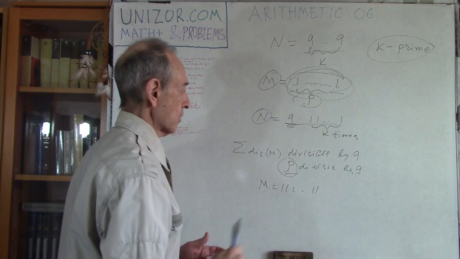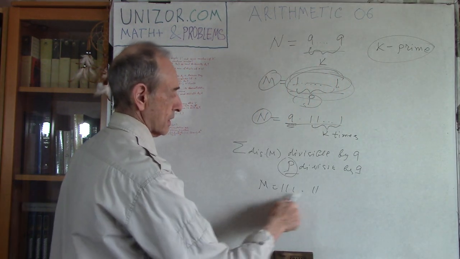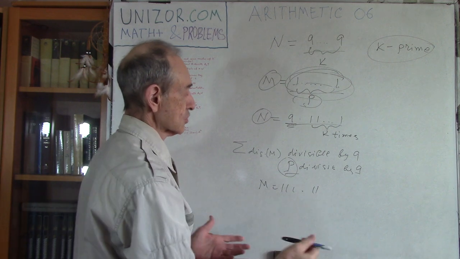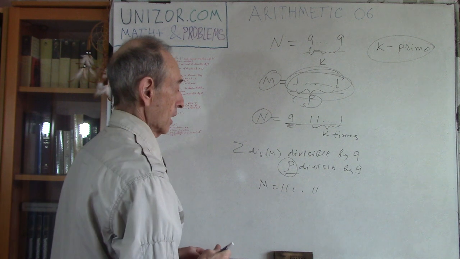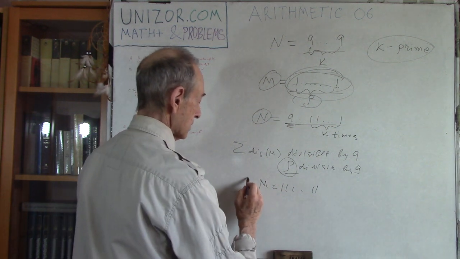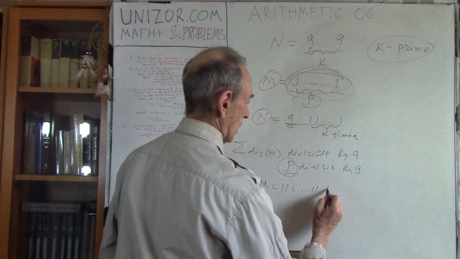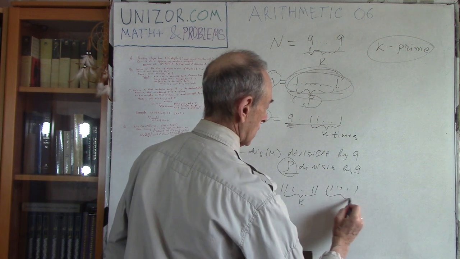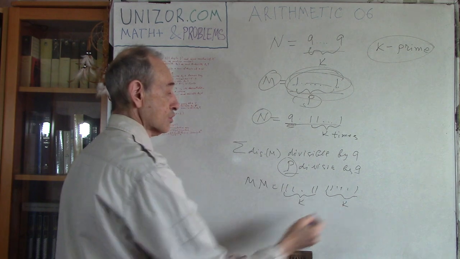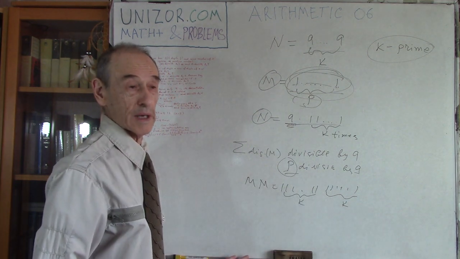So it's a prime number. So definitely, this number of digits is not divisible by 9. But what I can do, I can put another number in front of it, the same. Another group of k, this would be k, so it's 2k. Well, is 2k divisible by 9?